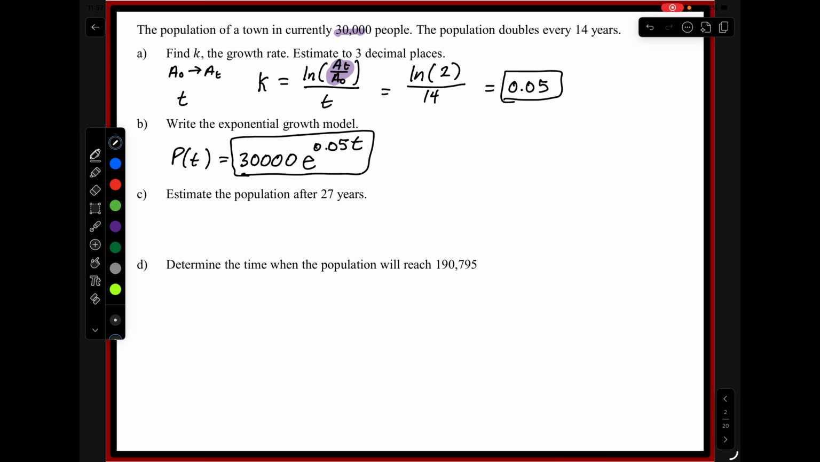Part C asks us to estimate the population after 27 years. So using the equation or the model that we have in Part B, we're going to evaluate the population in 27 years, which simply requires us to substitute in 27 for the letter T. So starting with the 30,000 people, e to the 0.05, and replacing T with 27. Now let's just plug it into decimals and see what number we get.